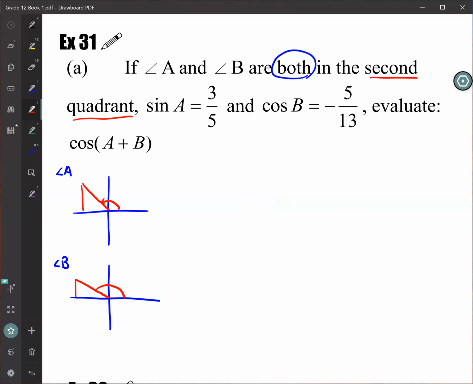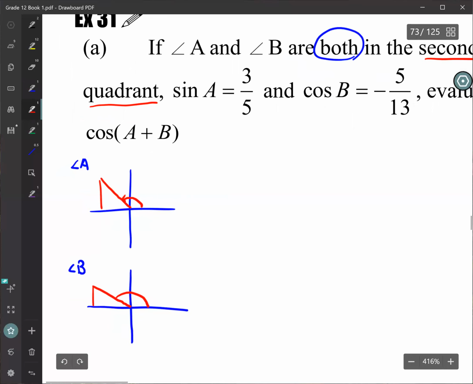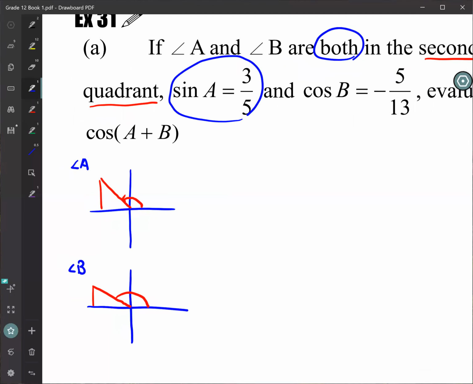And then what did you say after that? Use the ratio to write out the two sides. Okay, so let's take a look. Sine A is 3/5, right? The first ratio that we are given. Where do we put the 3? Tiana? 3 and 5, where do we put them? 3 is opposite and 5 is hypotenuse. Okay, so let's put that there, 3 and 5.